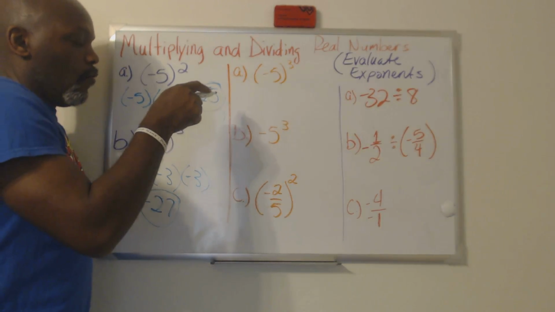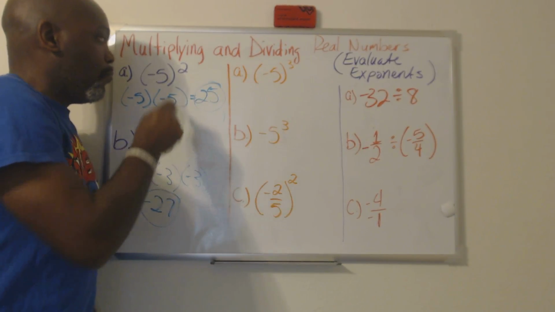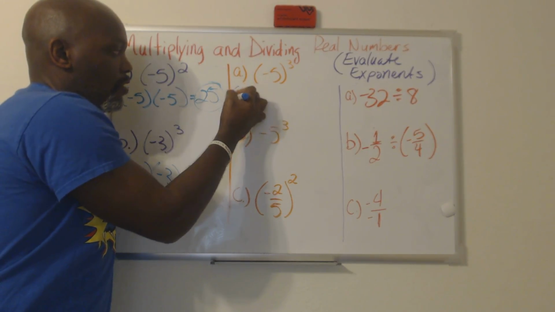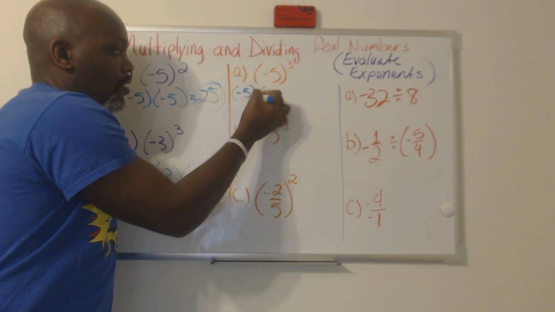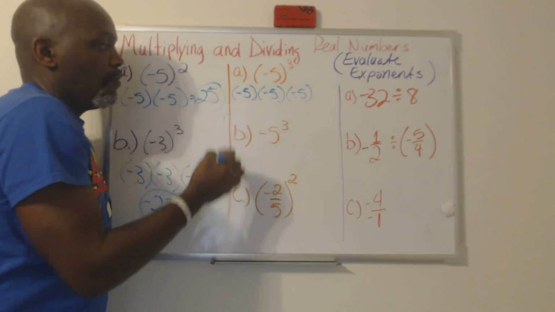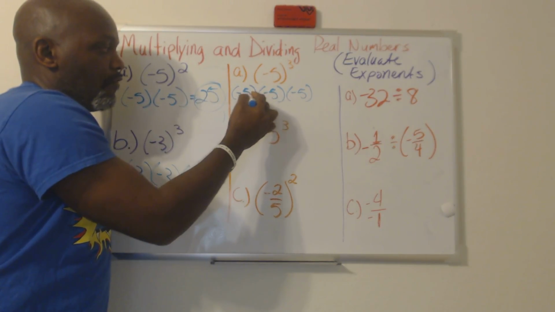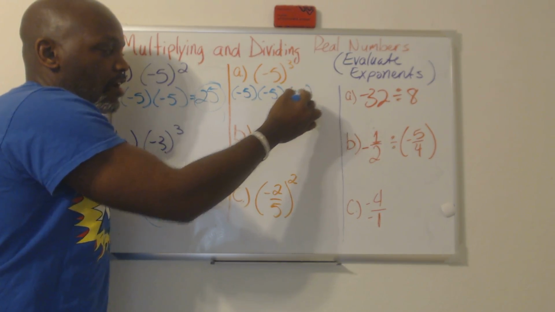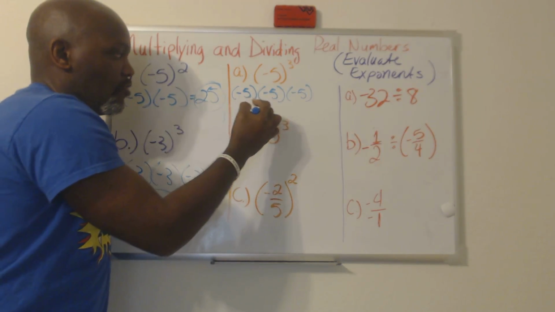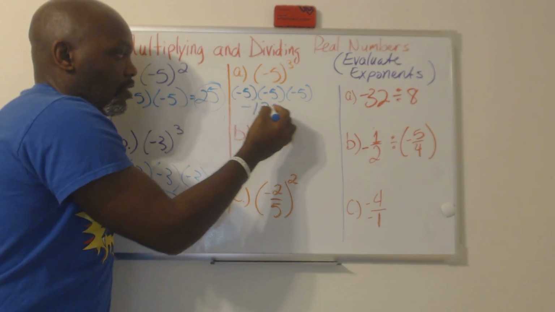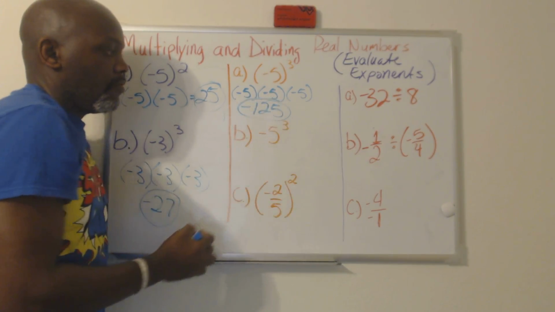Now, when we get to this particular problem, we're going to solve it just like we did in the first one. We're going to have the negative 5 inside the parentheses. So we have positive 5 times positive 5, which is 25. 25 times negative 5, you have 5 quarters, right? So that's a negative 125, and that's your answer.